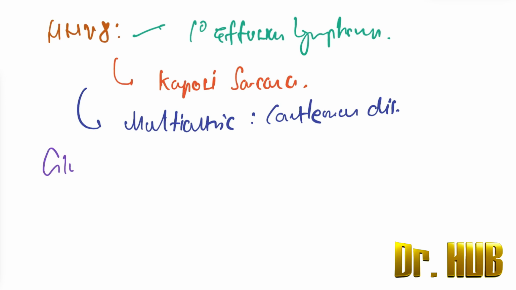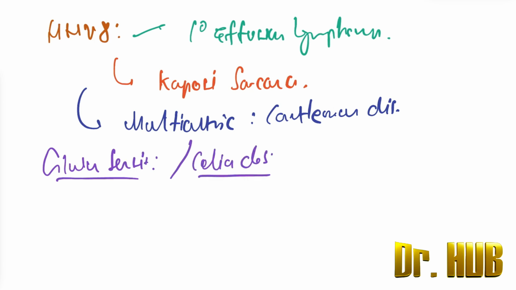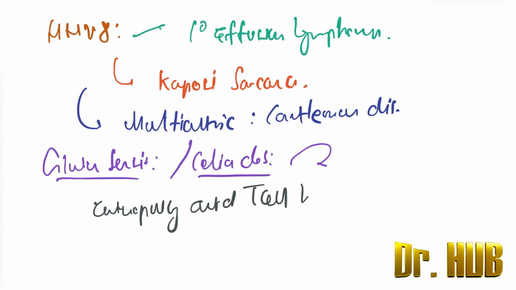Next, we move on to gluten sensitivity, or celiac disease. So what does it include? It includes enteropathy associated T cell lymphoma. That is, it includes the small intestine.